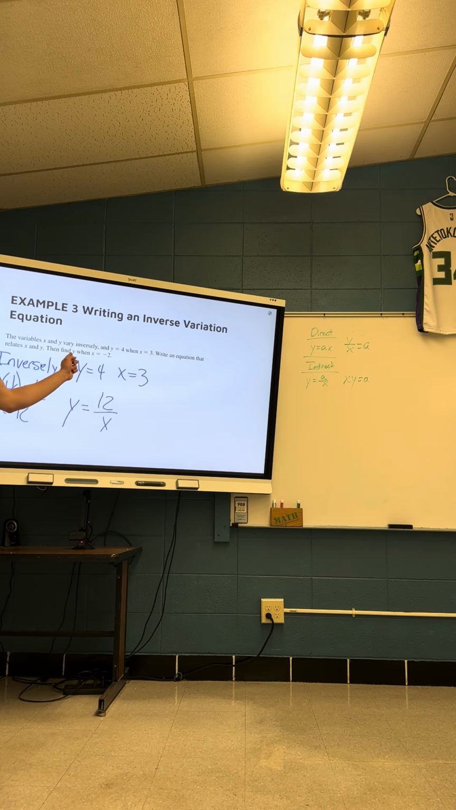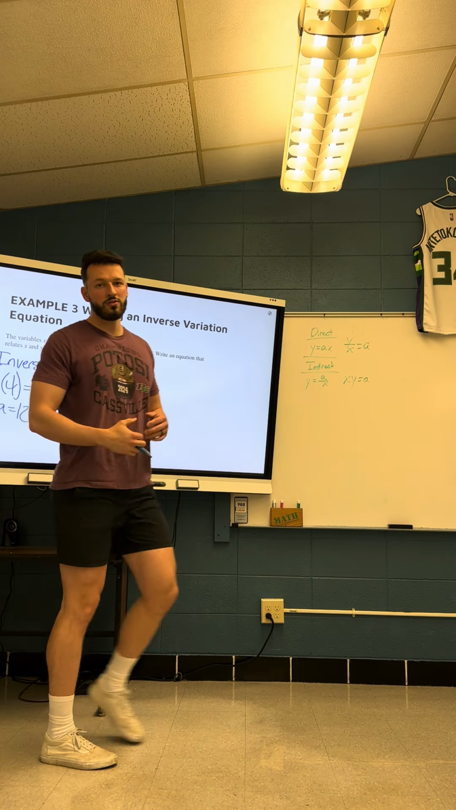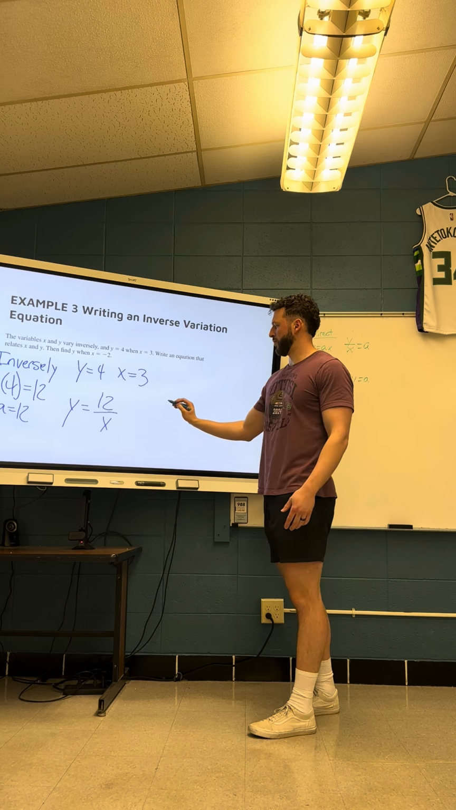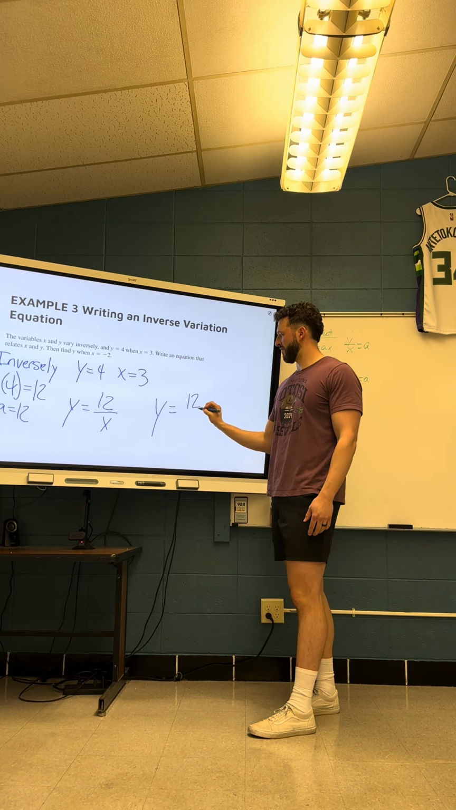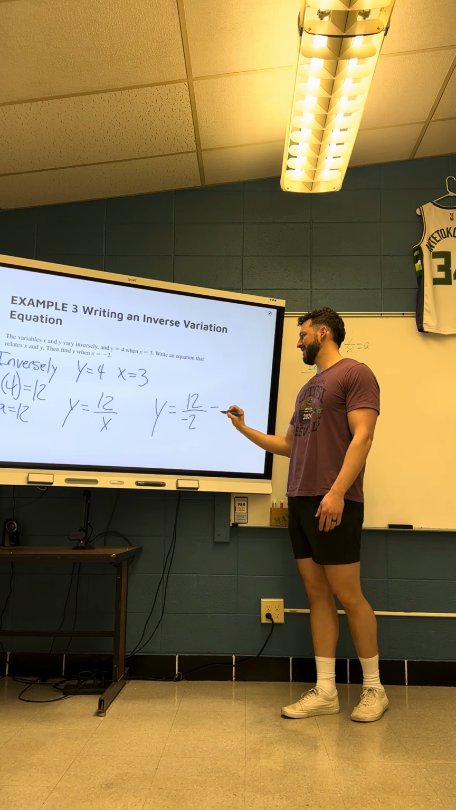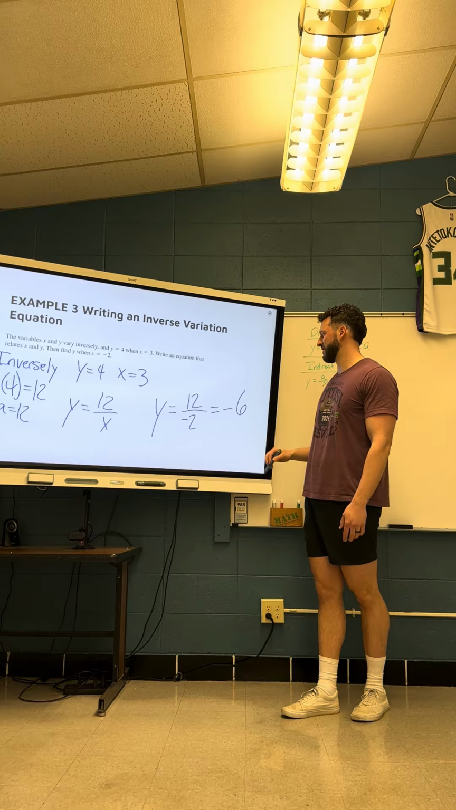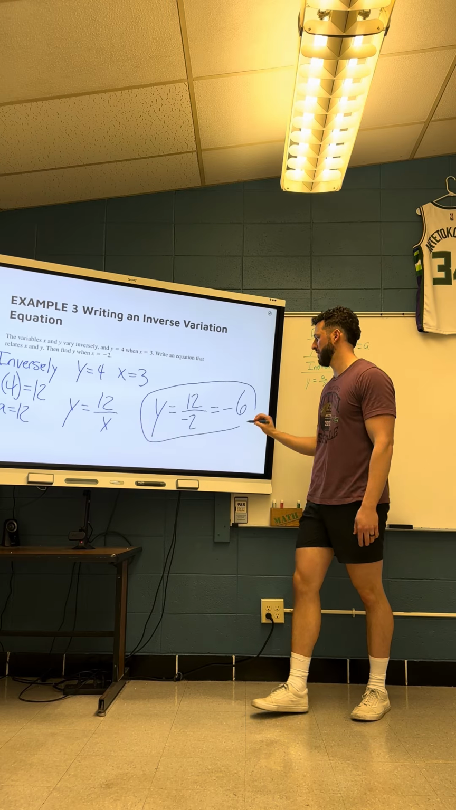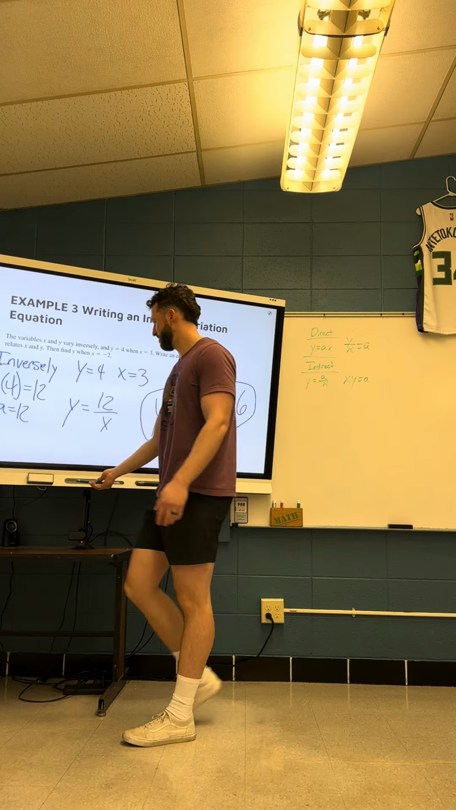And then they just say, find y when x equals -2. They tell us what x is equal to, so we're simply going to plug that in. Y equals 12 divided by -2, so y equals -6. And that's it for example 3.